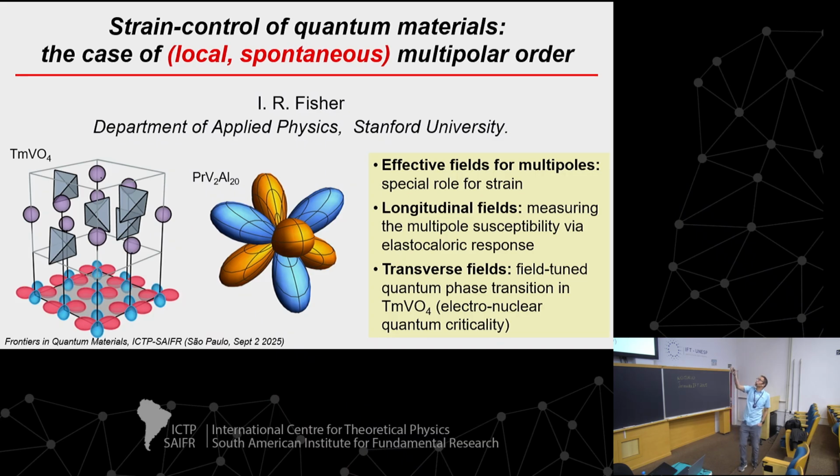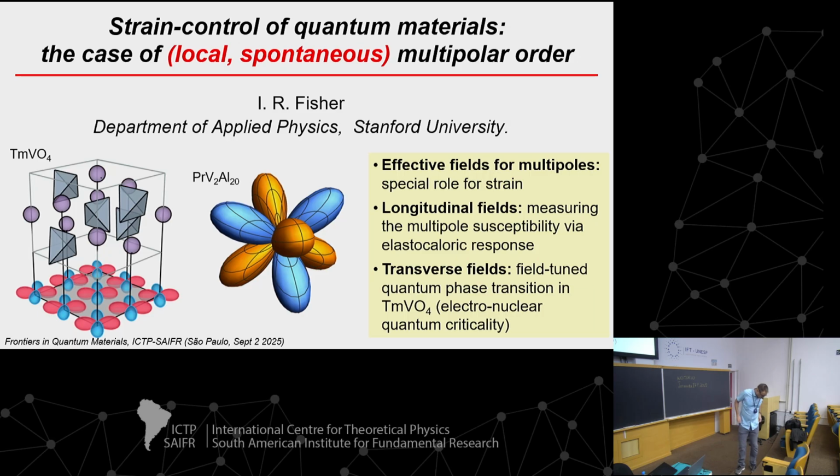So, strain control of quantum materials, fine. I was going to talk about the case of multipolar order. And given the talks that we've had already, I want to, right from the start, be clear, this is talking about local atomic multipoles, not constructed by some larger object inside the unit cell. And this is talking about spontaneous order associated with those multipoles, not developing, for example, a dipole on top of a quadrupole or something like this.